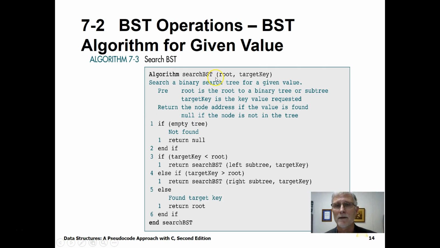We're given a binary search tree, and we're looking for a target key, an item we're searching for. And then I'm just going to return that the value is found or not found. So if the tree is empty, it's null, I'm done. Just return not found. But if it's a full tree, now I'm going to compare that target key to the root. Is it less than or greater than? If it's less than, I'm going to follow the left subtree, and I'm going to search that.